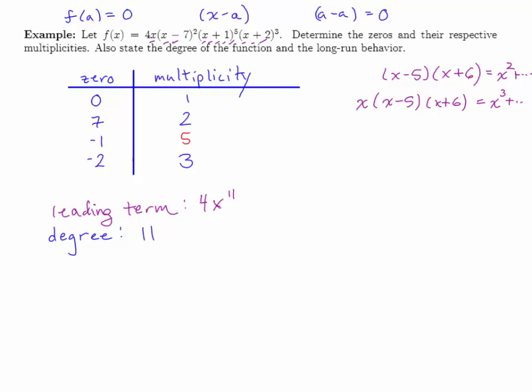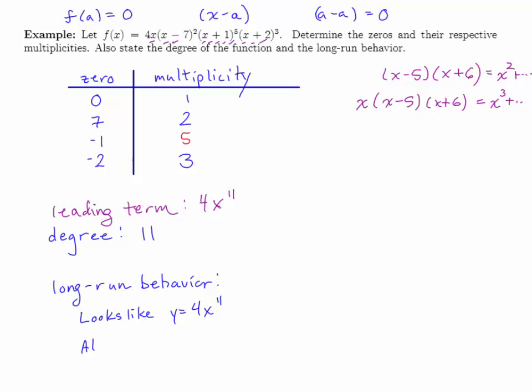Now, as far as the long-run behavior, this is also related. The long-run behavior is determined by the leading term. And so when we're stating that long-run behavior, there's a couple different ways that we can state that. One is to say that this function will look like, so we could say it looks like y equals 4x to the 11th in the long run.